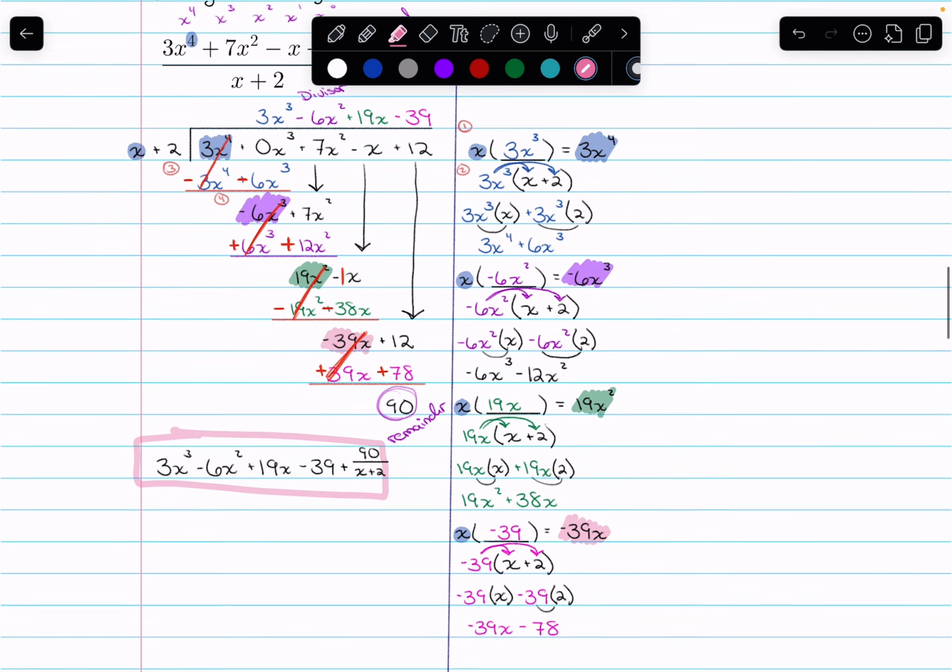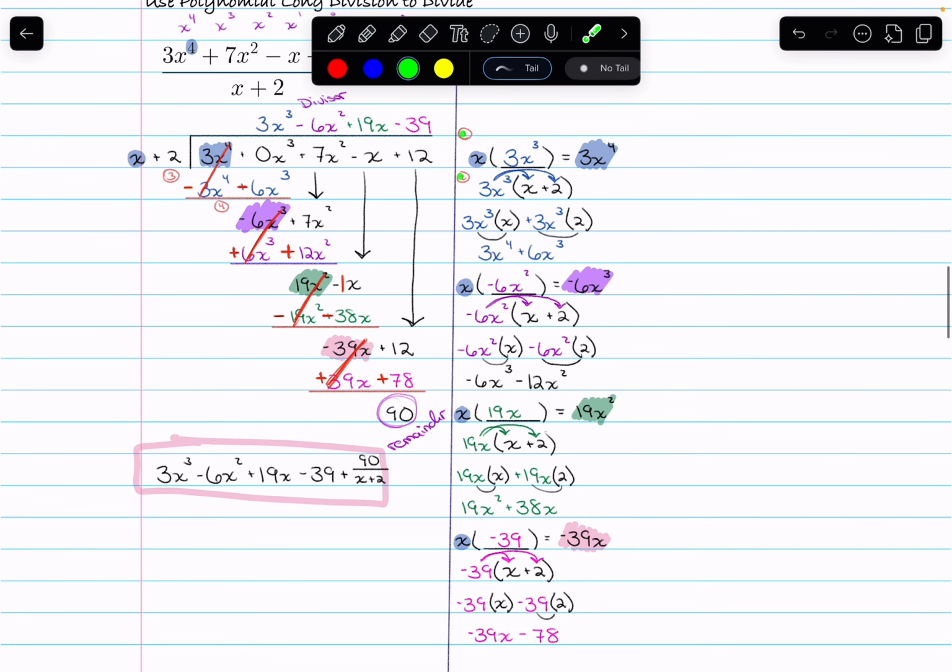Okay, so what you're going to do is you're going to take steps 1, 2, 3, and 4, and all you do is repeat those steps over and over again until you run out of things to pull down.